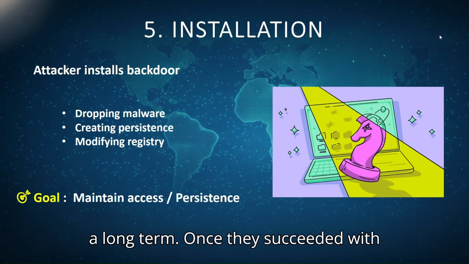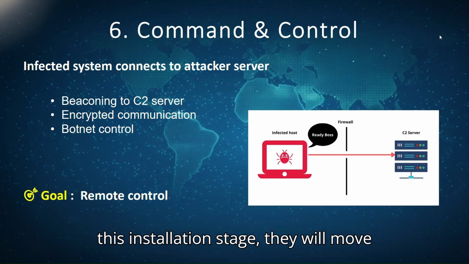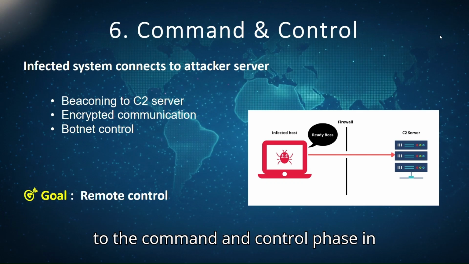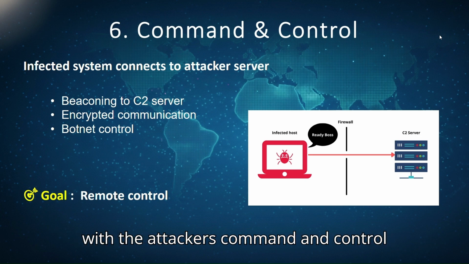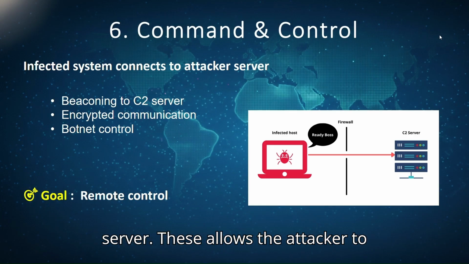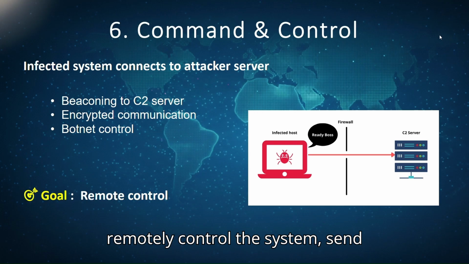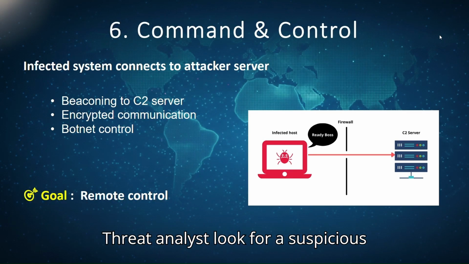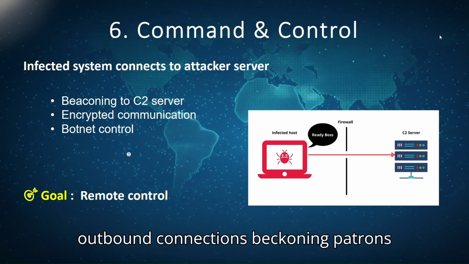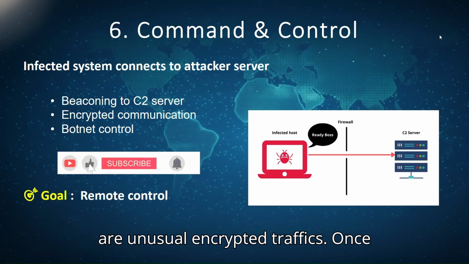Once they succeed with the installation stage, they move to the command and control phase. In this phase, the infected system communicates with the attacker's command and control server. This allows the attacker to remotely control the system, send commands, or download additional malware. Here, threat analysts look for suspicious outbound connections, beaconing patterns, or unusual encrypted traffic.